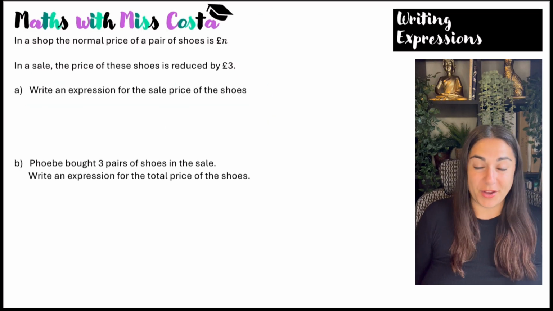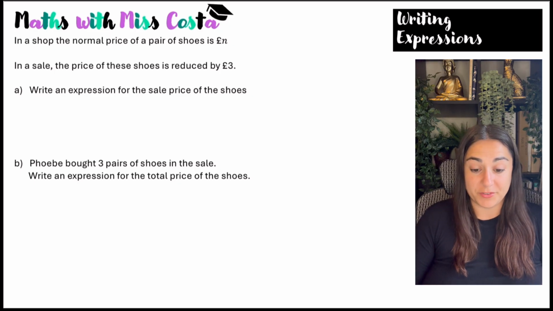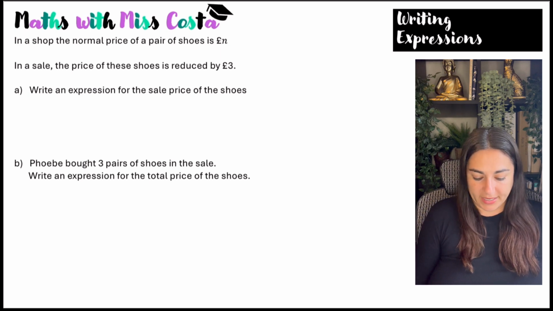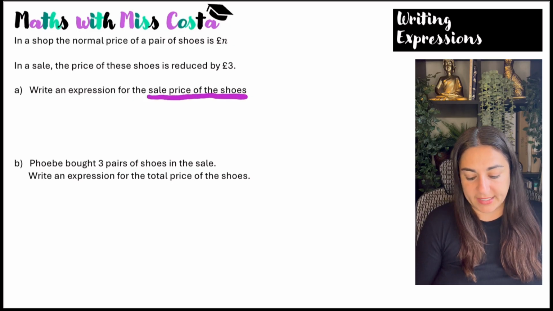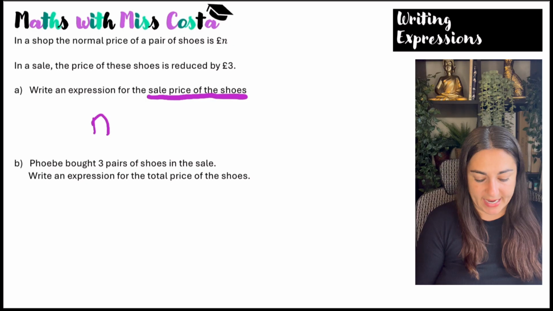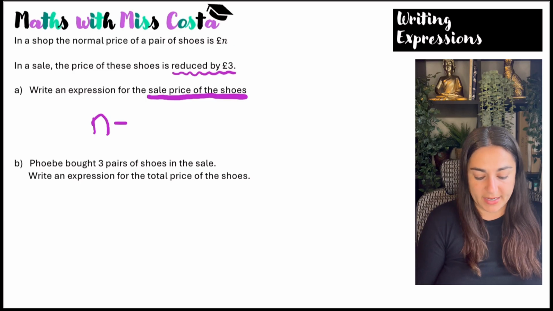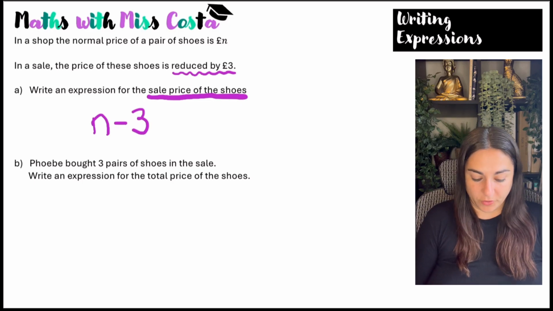Now next we are going to write an expression. So I'm told that in a shop the normal price of a pair of shoes is £N. I don't know what it is. But in a sale the price of these shoes is reduced by £3. So I need to write an expression for the sale price. So the normal price of the shoes is N, and they are reduced by £3. So £3 is subtracted from their original price. So I'm just going to write N minus 3. I think about what's happening to the original, and that's what I add on.